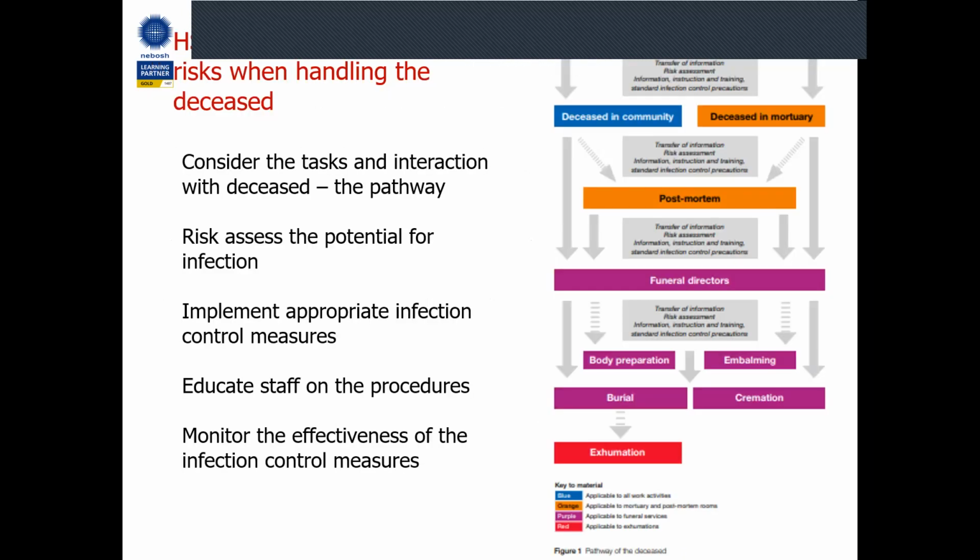So there are health and safety guidance notes for managing the risk when handling the deceased. Like I was saying, I've done quite a bit of work in this area, particularly when considering the mortuary and embalmers, and making sure that controls are put in place for that. But nevertheless, there's a decent pathway, should we say, for infection to take place in the transfer and handling of the deceased.